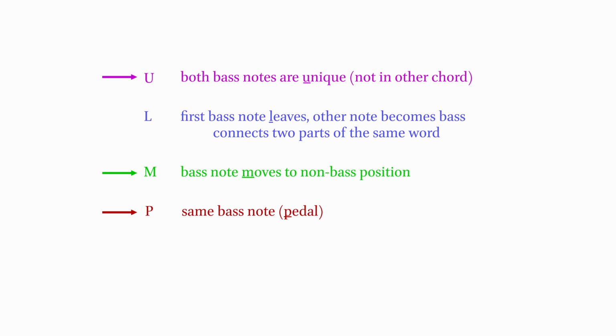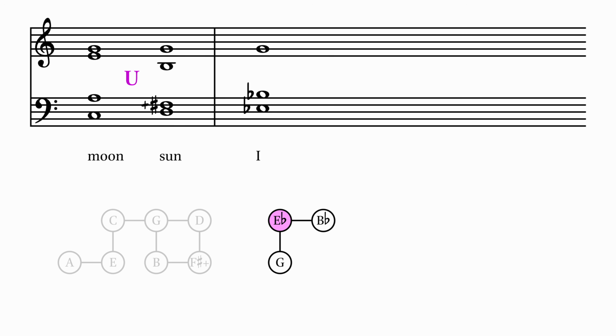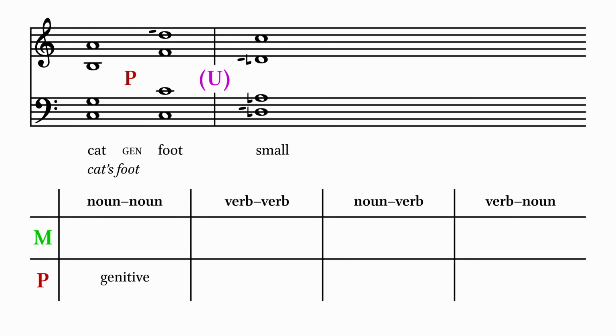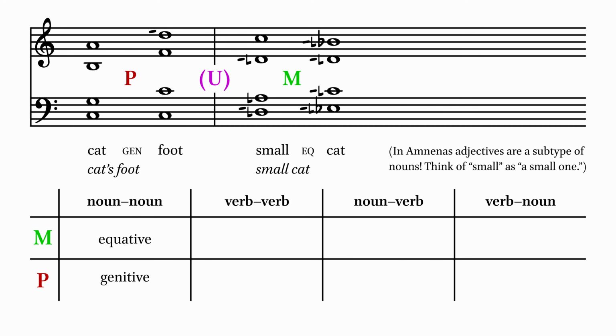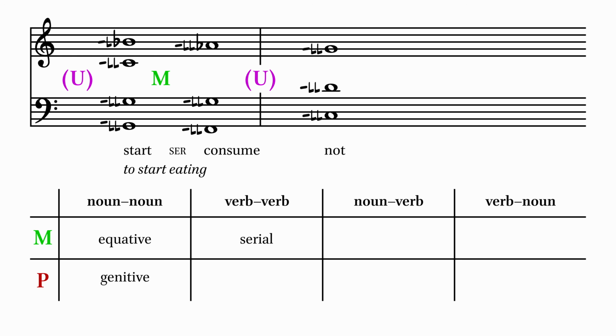The other 3 pivot categories will tell us things about the relationship between the 2 words. With the U pivot, the 2 chords belong to different sentence units. They're parts of different noun phrases, or a subject and its verb, or something like that. The M and P pivots are where the detailed grammar comes in. With two nouns, they show whether they're a genitive phrase or being equated with each other. With two verbs, pivots distinguish a serial verb construction from one verb being used as an adverb to modify the second.